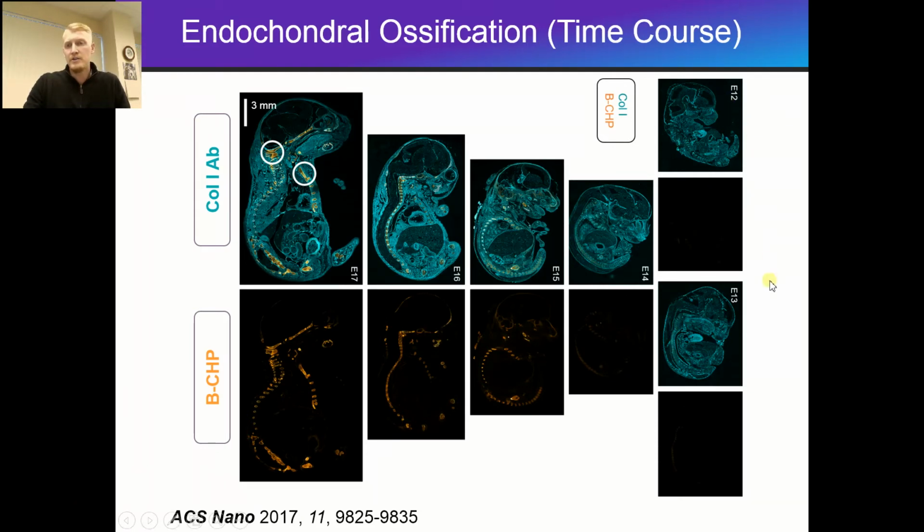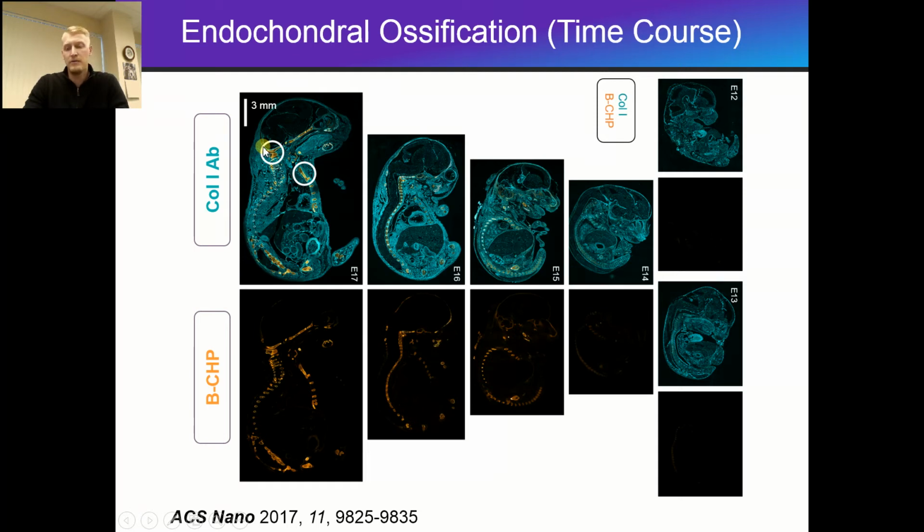So starting on day 12 and moving up to day 17, and that last slide showed embryo on day 18. You can see right around day 14, it's hard to see in the slide, but you start to see a little bit of CHP signal where this soft tissue begins to form into solid bone. And at day 17, it's very obvious where there's still areas of controlled bone development.